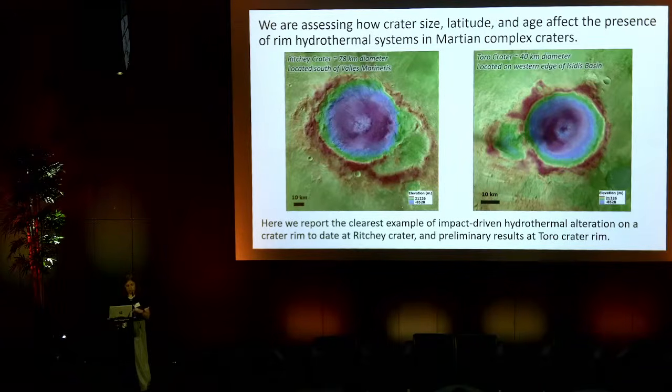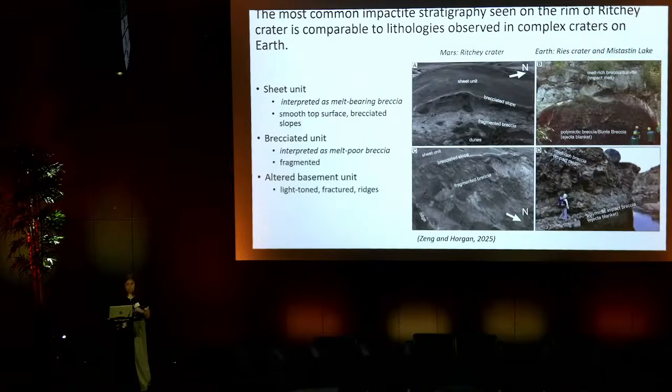So here we report the clearest example that we found of impact-driven hydrothermal alteration on a crater rim to date at Ritchie crater, and then our preliminary results of similar investigations on Toro crater rim. So the most common impact-type stratigraphy seen on the rim of Ritchie crater is comparable to lithologies that we observe in complex craters here on Earth.